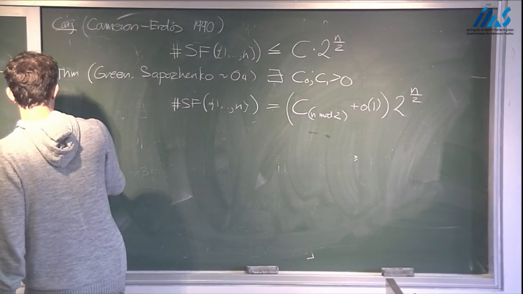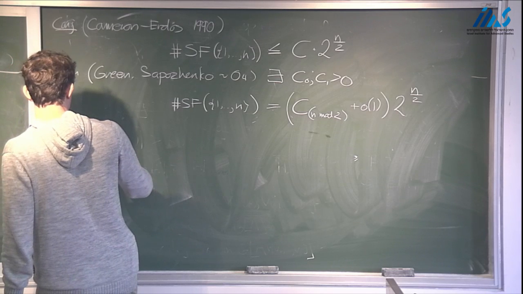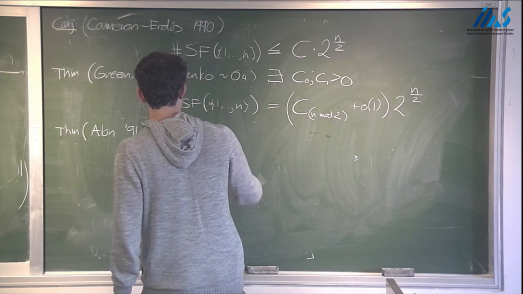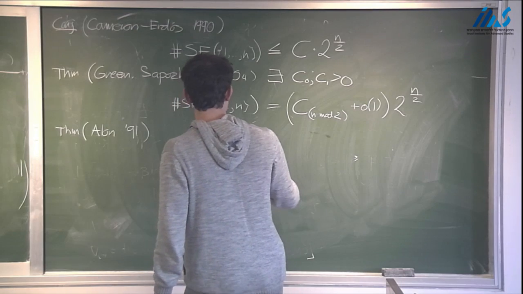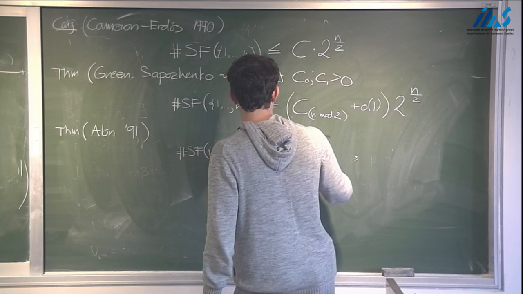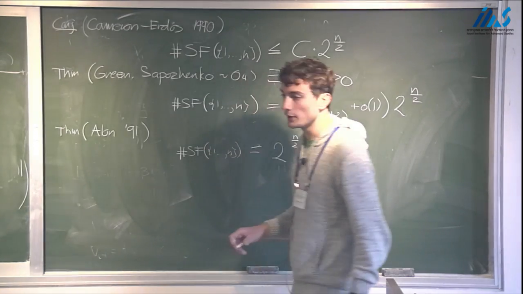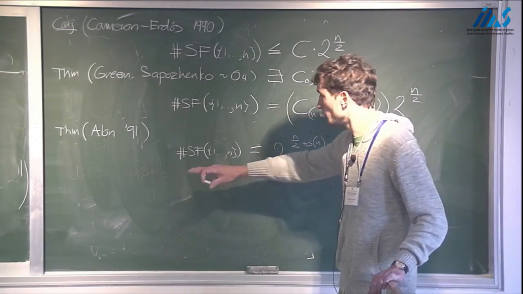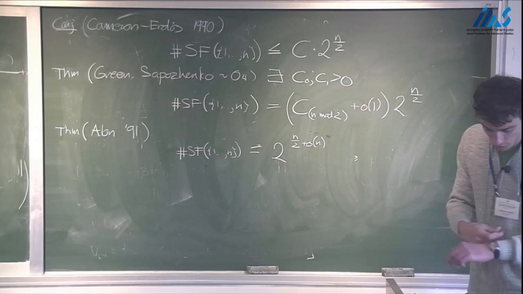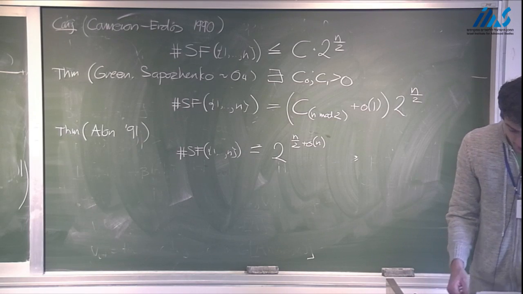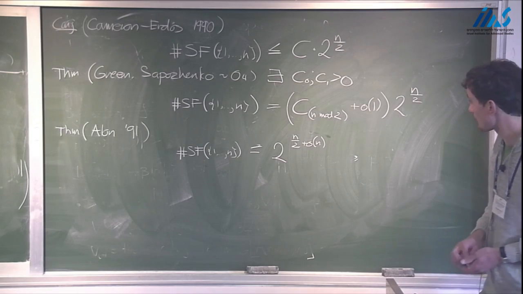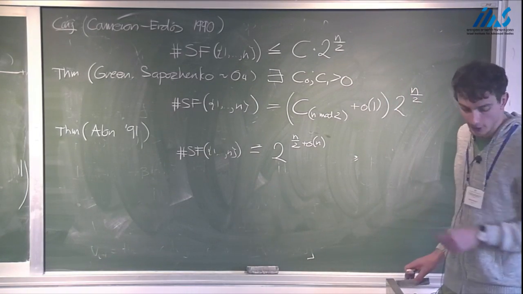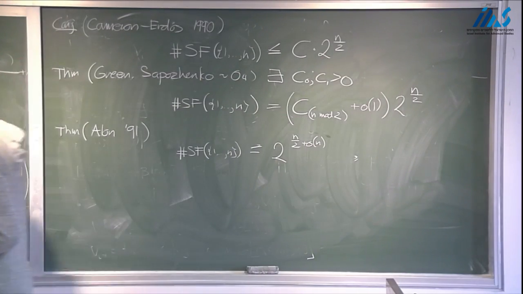But what Noga did, almost 15 years earlier, Noga alone, so this is I think 91, proved that the number of sum free sets in 1 up to n is equal to 2 to n over 2 plus little o of n. So he proved a weaker form of this conjecture, giving the asymptotics for the logarithm of this number. And this will be our illustration. And Noga's proof uses very similar ideas to what I told you just now.